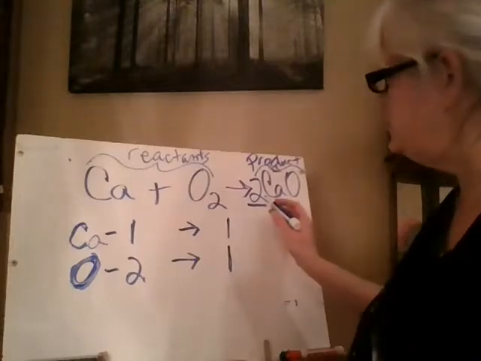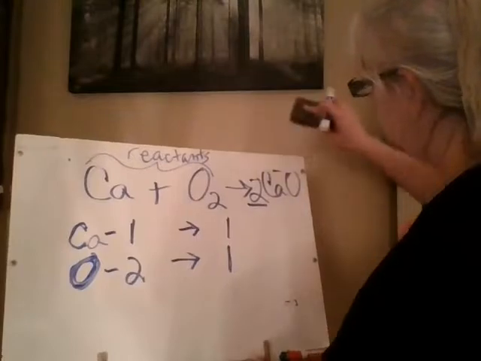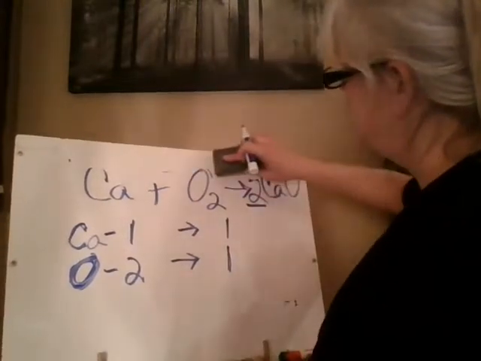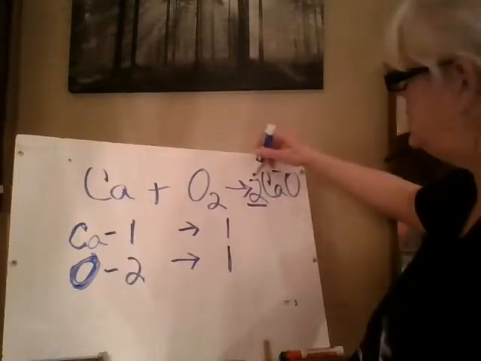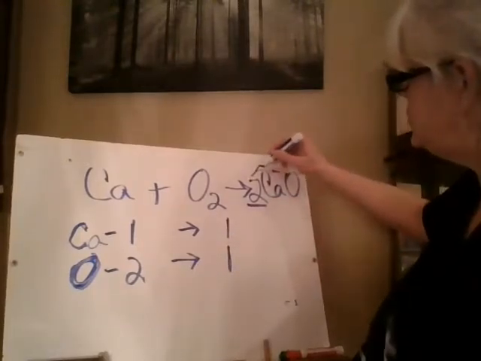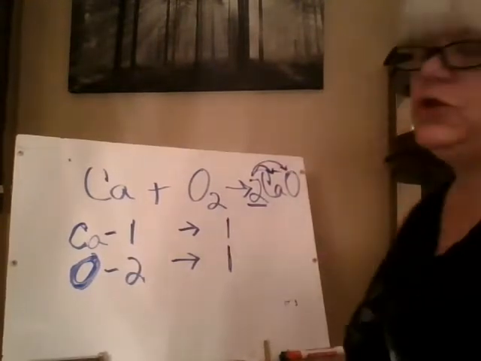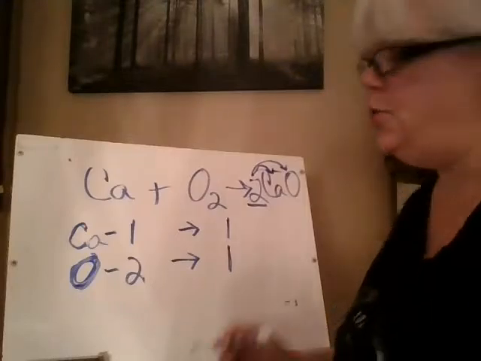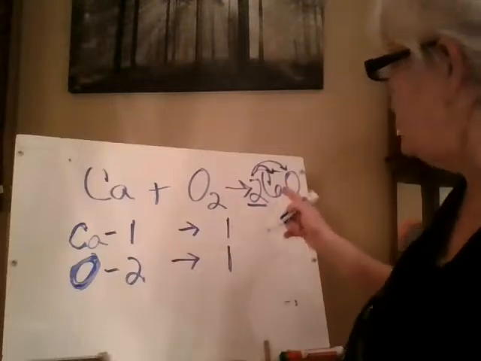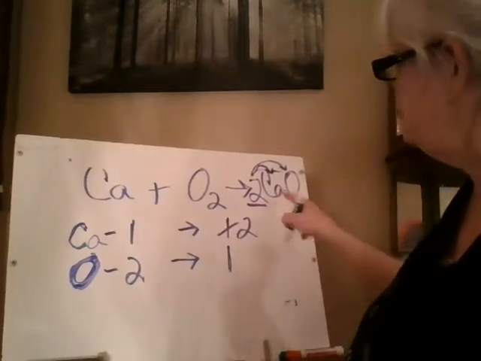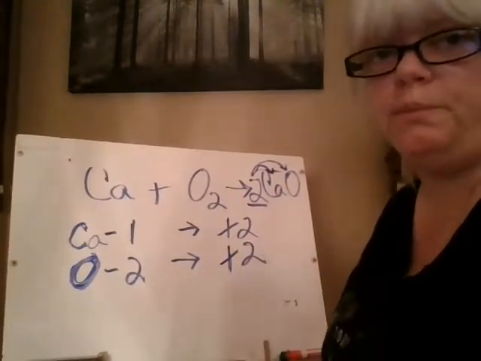Okay? Now, when I put a 2 there, that again is going to be distributive, and it's going to apply to both elements, Ca and O. So I'm going to end up with changing, and my calcium here is going to change to 2 of them, and also my oxygen is going to change to 2 of them as well.